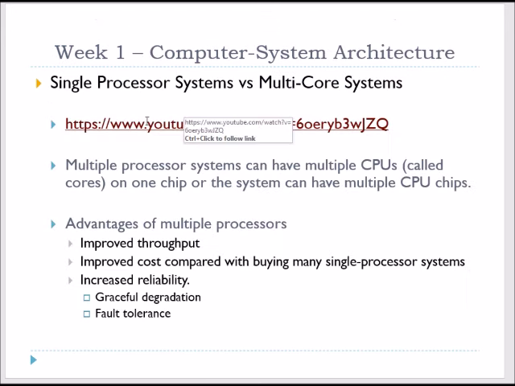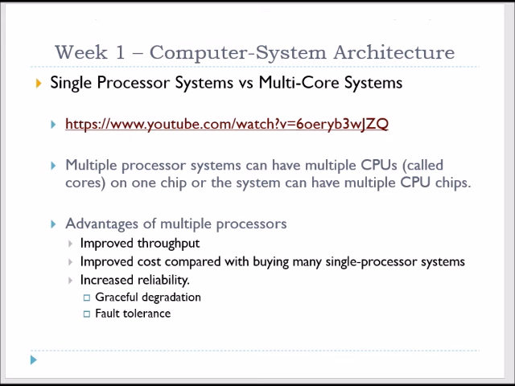Next, I would like to discuss single core versus multi-core systems. So this video here, which we'll watch in a couple minutes, gives a really good example and understanding of that. If you wanted to watch it outside of these slides, this is the URL and the link to it. Multi-core processors can have multiple CPUs, and they're called cores. On one chip, the system can have multiple CPU chips. So the advantages are improved throughput, improved cost, and increased reliability. But without further ado, we will go in and watch this video now.